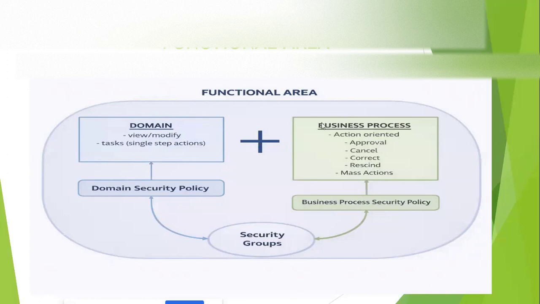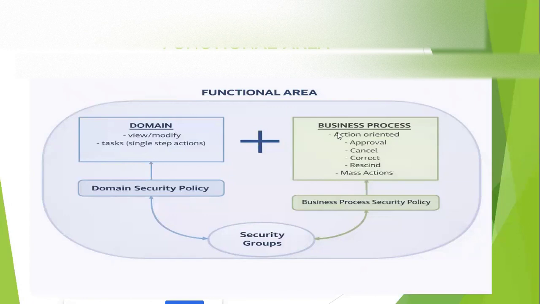Whenever we have to give an action oriented process, we go to the business process, and there again to the BP security policy. I'll use the term BP for business process security policy, and there we give the security groups. In domains we also have child security policies. Once we give access to the parent domain, the child policies automatically get inherited. But in the business process, inheritance doesn't follow.